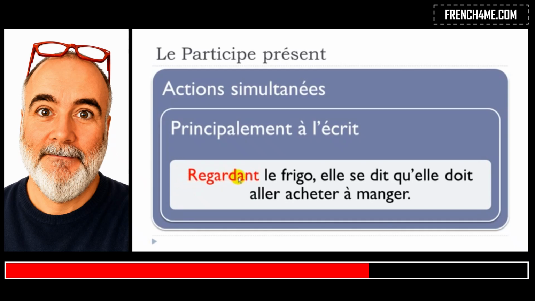So, regardant le frigo, regarder is to watch or to look, frigo, the fridge, elle se dit qu'elle doit aller acheter à manger. So she tells herself that she must go and buy some food. Donc, regardant le frigo, elle se dit qu'elle doit aller acheter à manger. When you put this participe présent here, clearly it's because you want to say that this first thing and the second thing are happening at the same time.